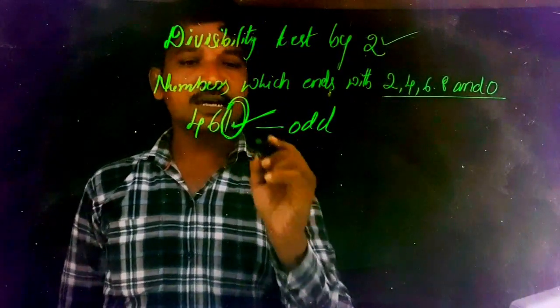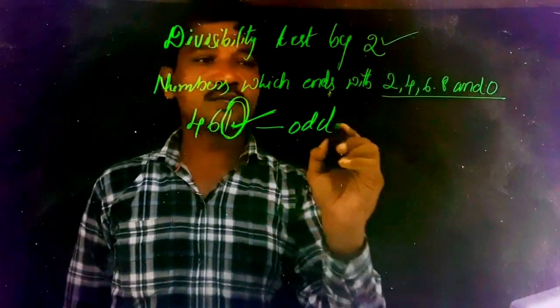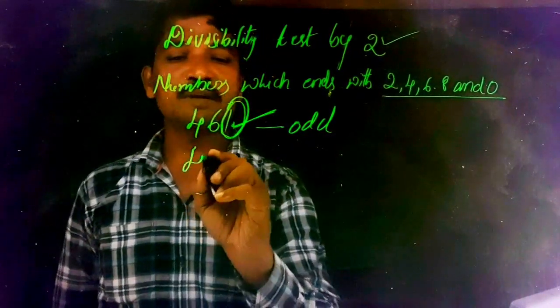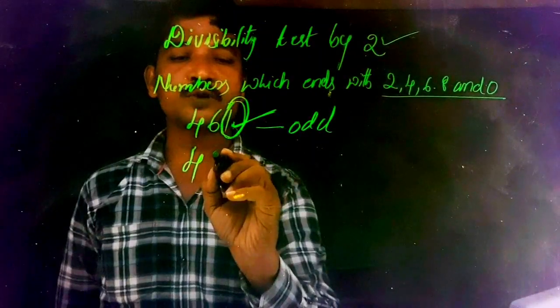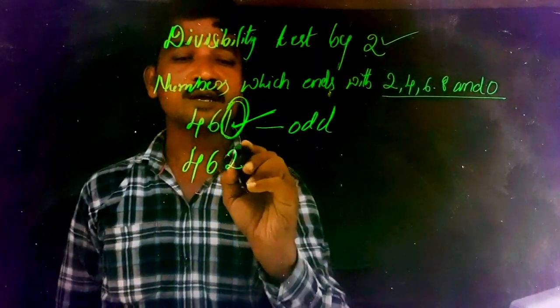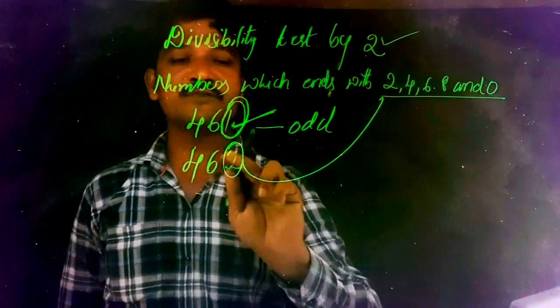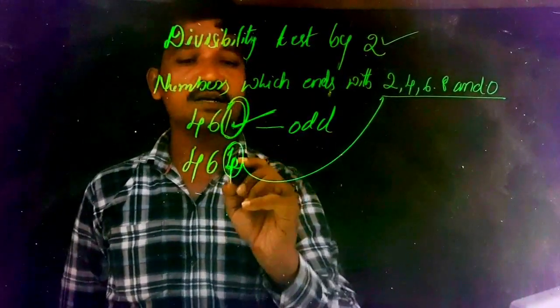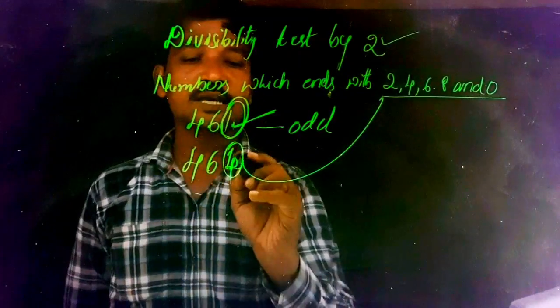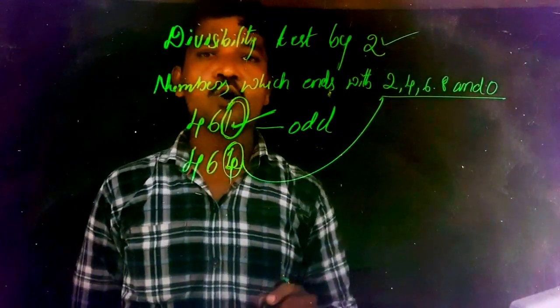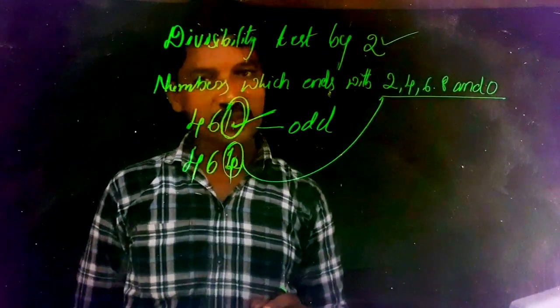Therefore, what is our condition? The unit place value. In place of 1, I will write 462. Yes, 2 is there, it ends with 2. Otherwise, I will take 4 or 6 or 8 or 0 here. They are all divisible by 2.